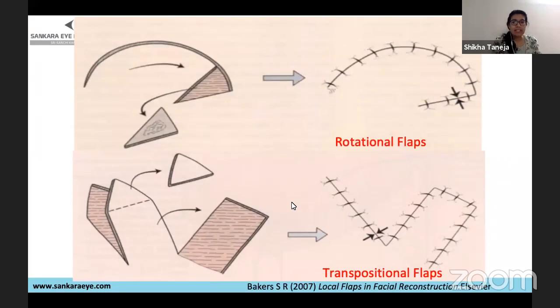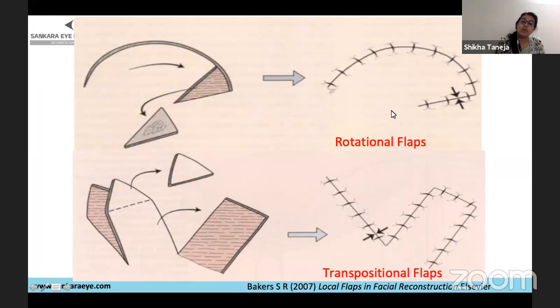Rotational flaps are all pivoted flaps. That means they are joined at the base, they have a pivot to it, and then we rotate it along a semicircular arc. So for example, here's the defect, and this is our flap which we have created, and we're going to rotate it and suture it over here. So as a result, we are going to have tension around this area. This is the tension area.